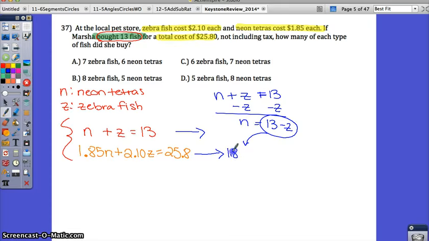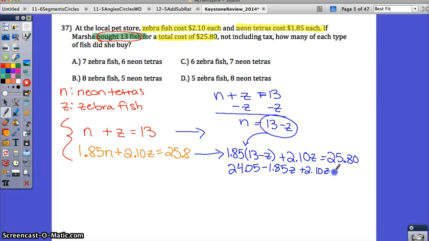So I'm just going to pull this over, but I'm going to substitute in for n. So I would have $1.85 multiplied. Anytime you substitute, I always use parentheses. Replace n with what n equals, which is 13 minus z. And then solve, because now you have one variable. Once you solve this, you're going to have to solve for the other variable as well. So distribute first. You're going to have 24.05 minus 1.85z plus 2.10z equals 25.80.